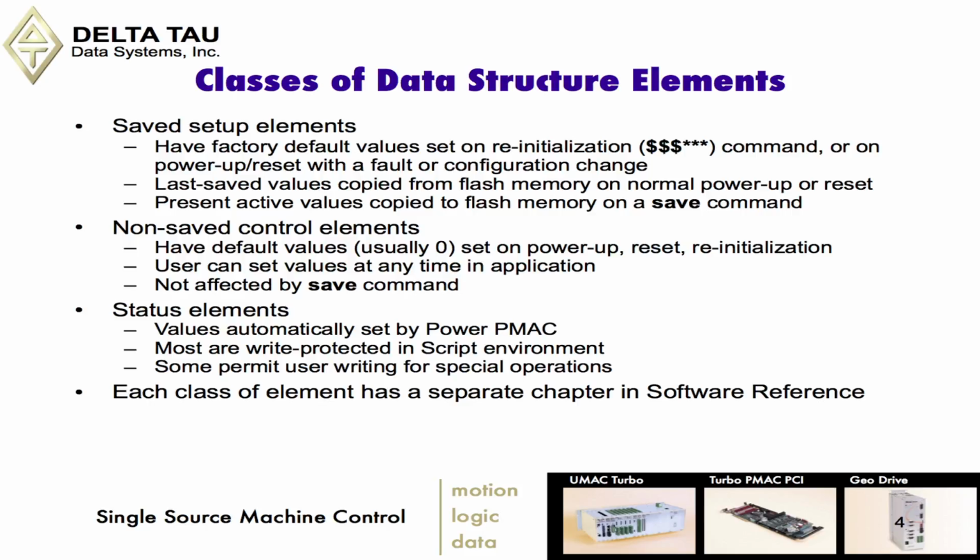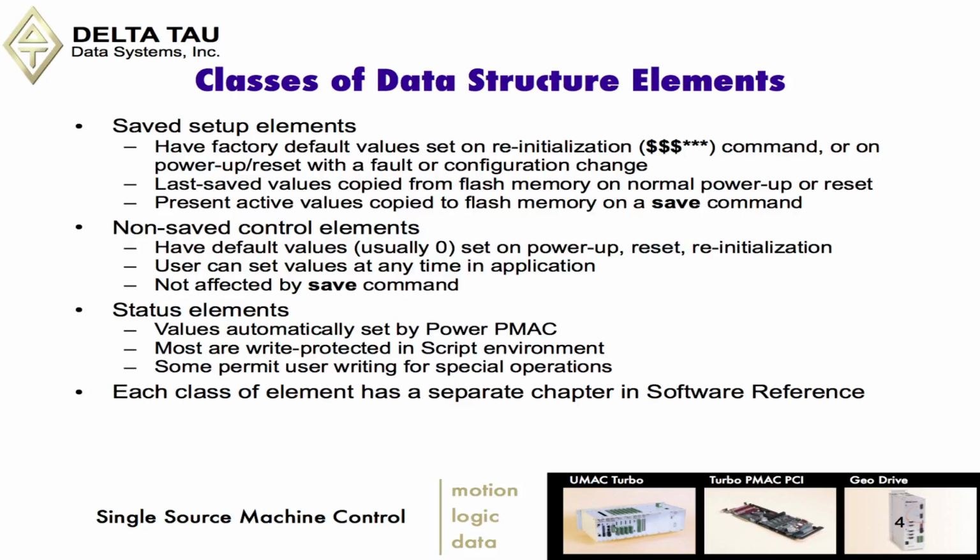There's also what we call non-saved control elements, and these usually have a default value. Almost always it's 0. And on power up and reset, every time you power up your PMAC or you do a reset, $$, they'll be set back to these default values. And you can change them any time in the application. That's the typical usage of these non-saved control elements, and they're not affected by the save command because they're not saved.